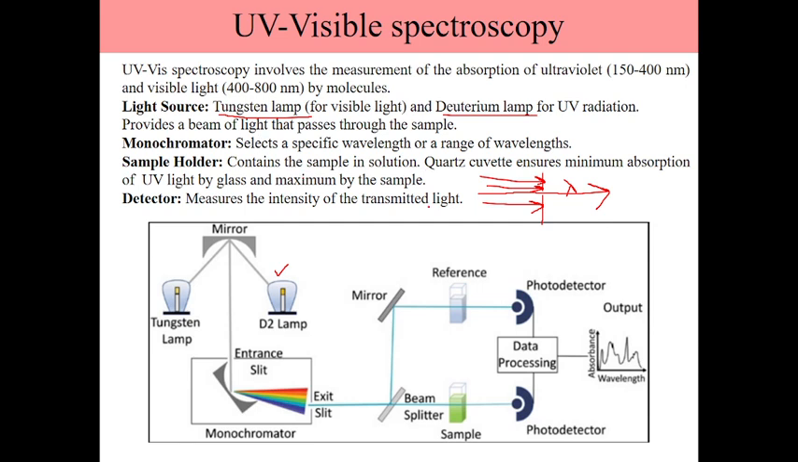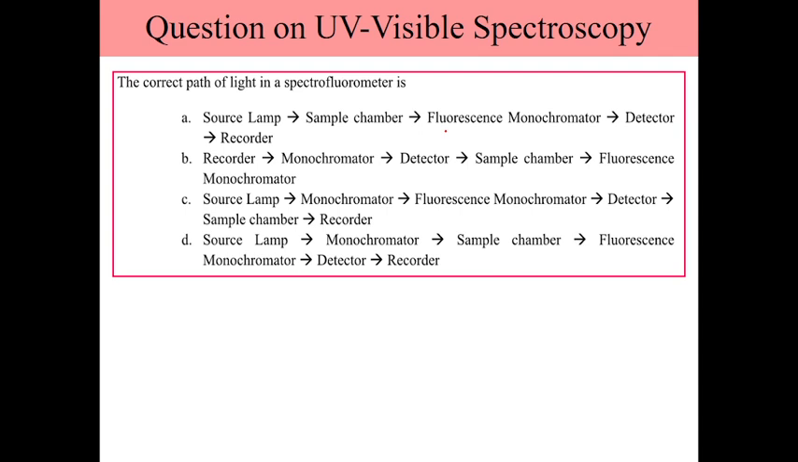Okay, and then there is the detector. So the light is detected and then data processing is done, and see here you're getting the output. Absorbance is there, wavelength is there, and this is how we understand UV visible spectroscopy and how it functions. Alright, so let us quickly solve a question on UV visible spectroscopy. Look at this. Take your 1 minute.